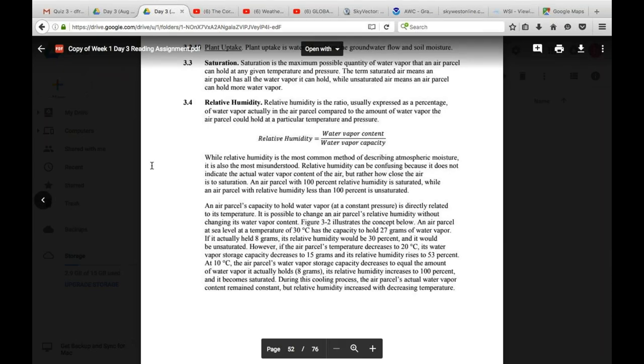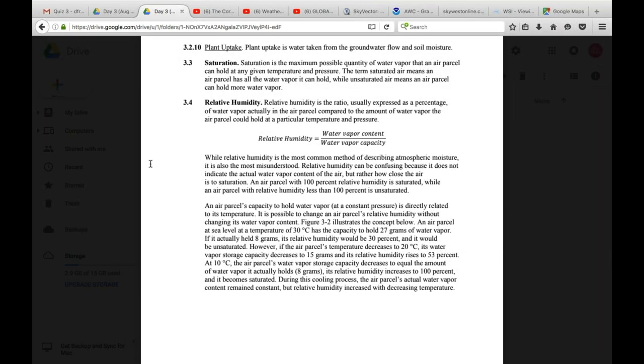Saturation is the maximum possible quantity of water vapor that an air parcel can hold at any given temperature and pressure. Once it's saturated, it will precipitate. Relative humidity is the ratio, usually expressed as a percentage, of water vapor actually in the air parcel compared to the amount of water vapor the air parcel could hold at a particular temperature and pressure.